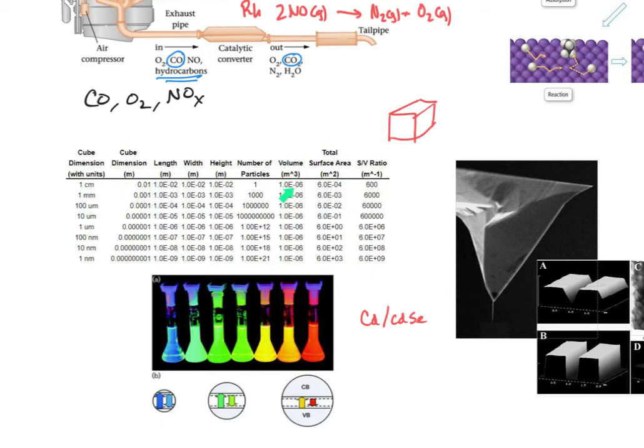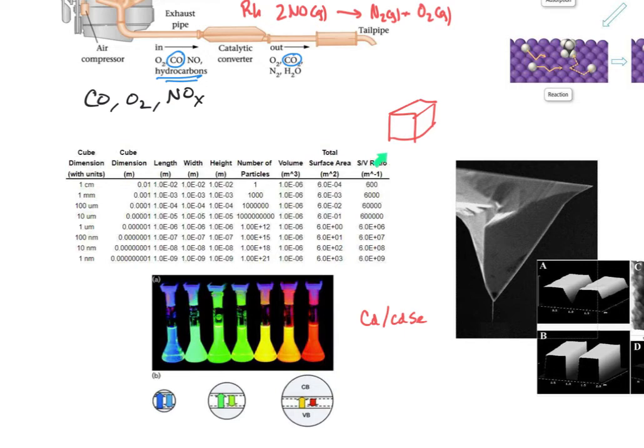So you take 1 centimeter times 1 centimeter times 6. That gives you the surface area. And so the surface to volume ratio would be the surface area divided by the volume. All right, so for a 1 centimeter cubed object, we have a surface to volume of 600 per meter.